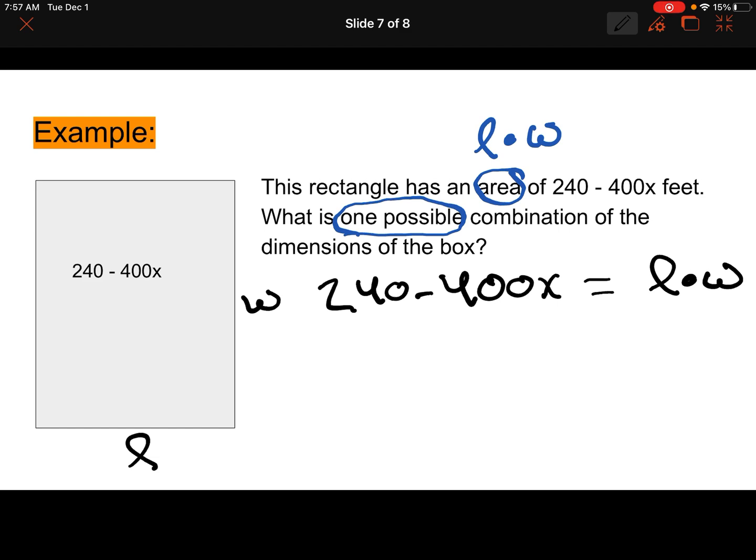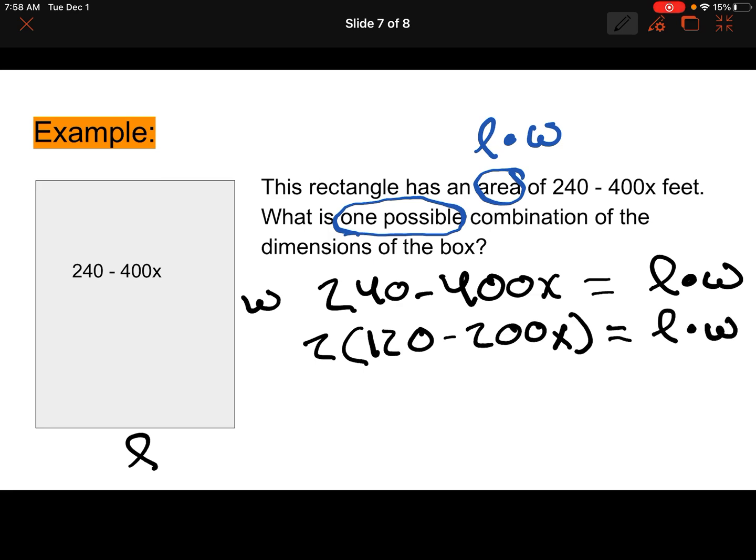So obviously both of these are even numbers, so I can take a 2 out of them. So 2, and then 240 divided by 2 would be 120. 400 divided by 2 would be 200. So I would get 2 times (120 minus 200x). Now remember, we said this is equal to the length times the width. So I'm going to let the length equal 2 and the width equal 120 minus 200x. So these are our dimensions of the box.